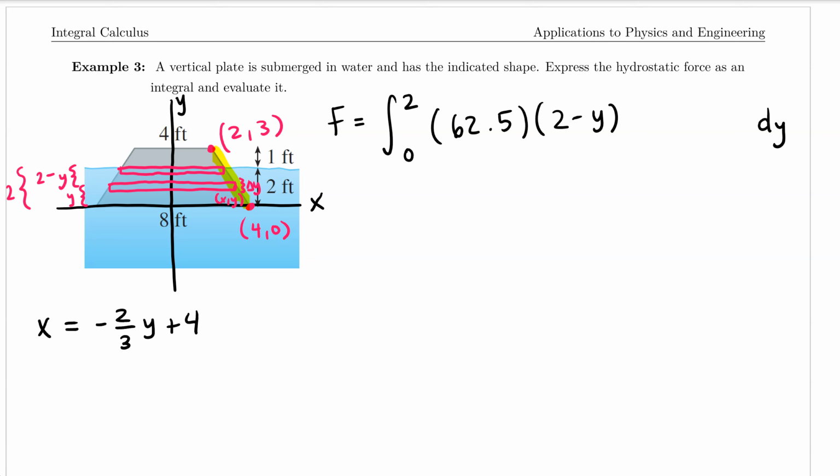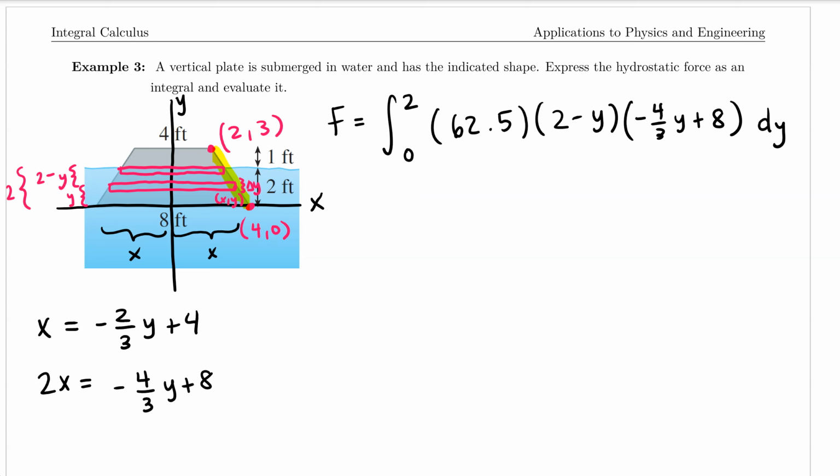And my x value tells me the distance from here to here. That's x, but the total length of my cross-section is x plus x, or 2x. So from here, I want to multiply both sides of my equation by 2. That will give me 2x is equal to negative 4/3 y plus 8. So now that expression represents the length of my cross-section.